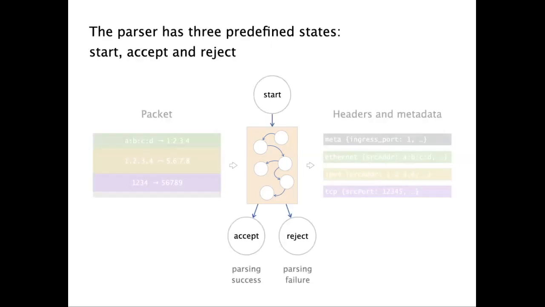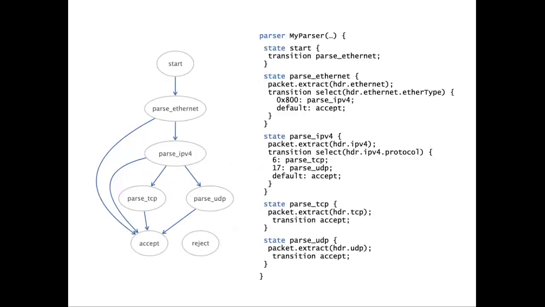A state machine has a starting state, and it has an accepting state or a rejecting state. So there are these three basic states that are predefined in P4: start, accept, and reject. Then you fill in the rest. Don't look too much at the right-hand side for now, just look at the left-hand side and think about a packet. When the packet arrives, the beginning of the packet will be the Ethernet header, the layer 2 header. You want to parse that first. You want to extract the source MAC and the destination MAC.